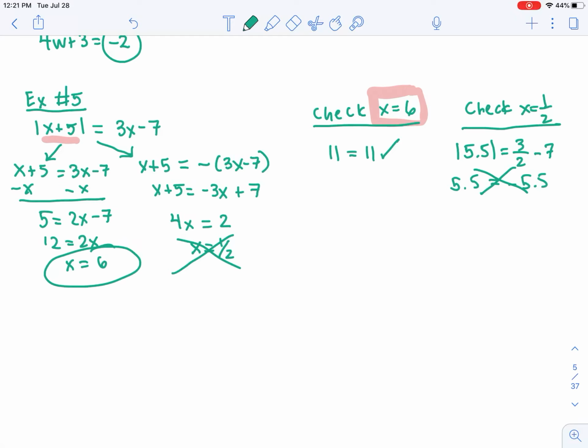So we will hit pause here and then move on to inequality.